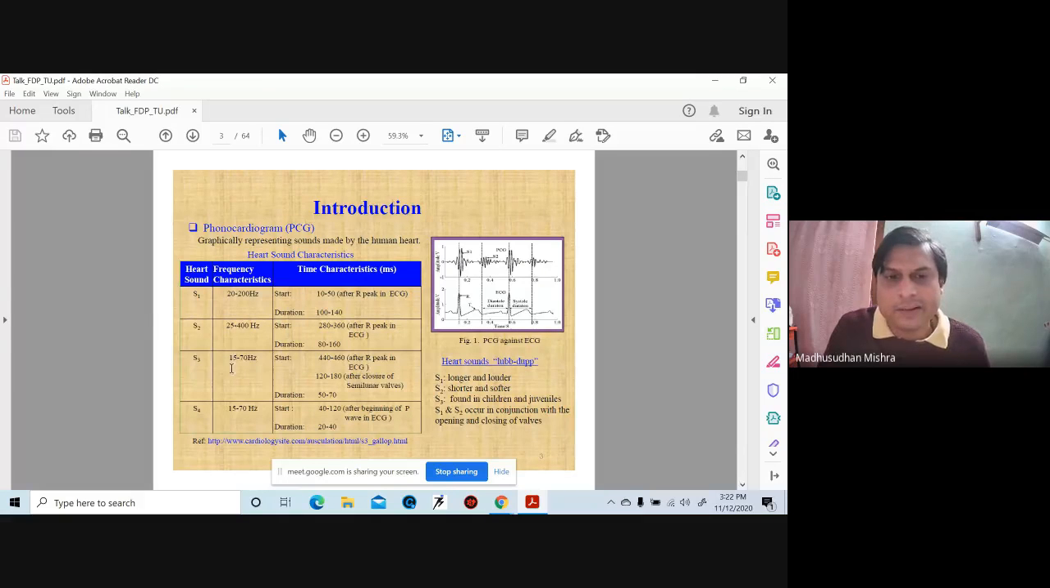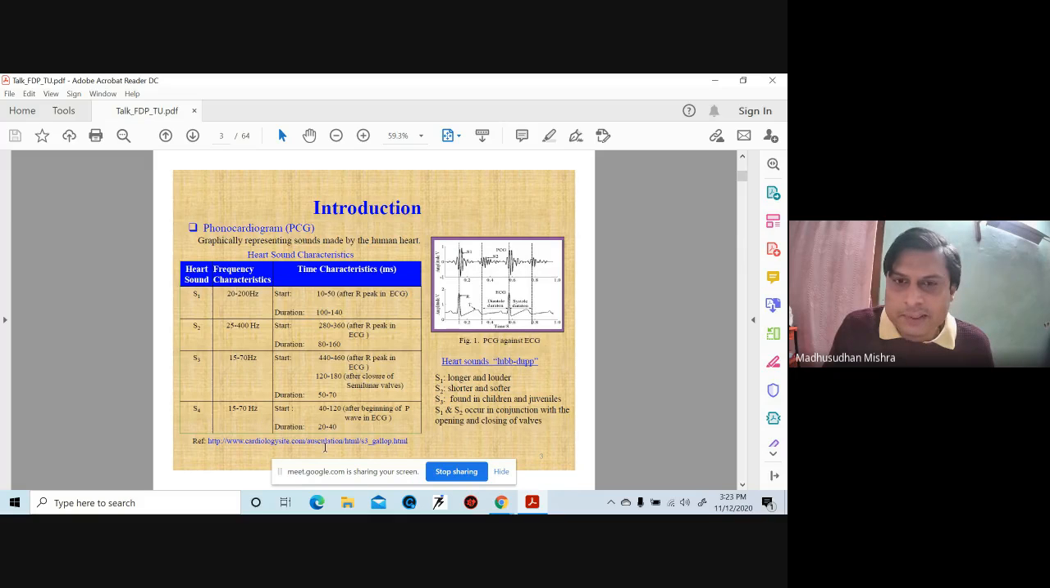S1 and S2 are present in all heart sounds, whereas the third heart sound, known as S3, may be normal in the case of children, juveniles, or good athletes, but its presence in adults or elderly people may be a sign of cardiac abnormalities. Similarly, S4, the fourth heart sound, is also a very rare heart sound, and it indicates some cardiac abnormalities in human beings.